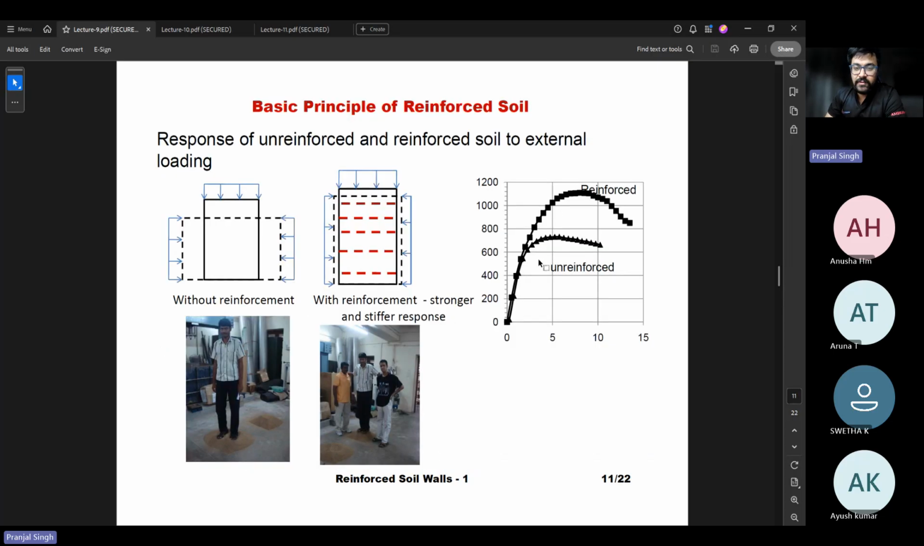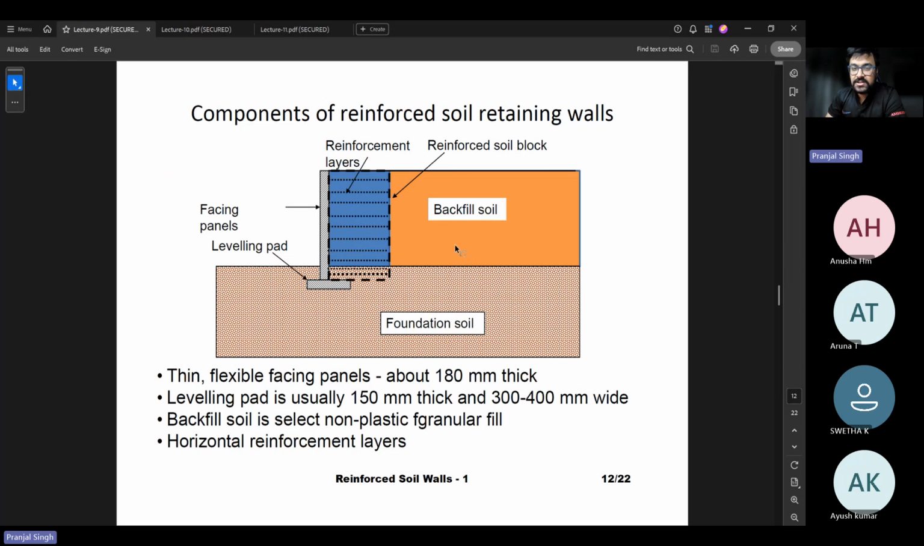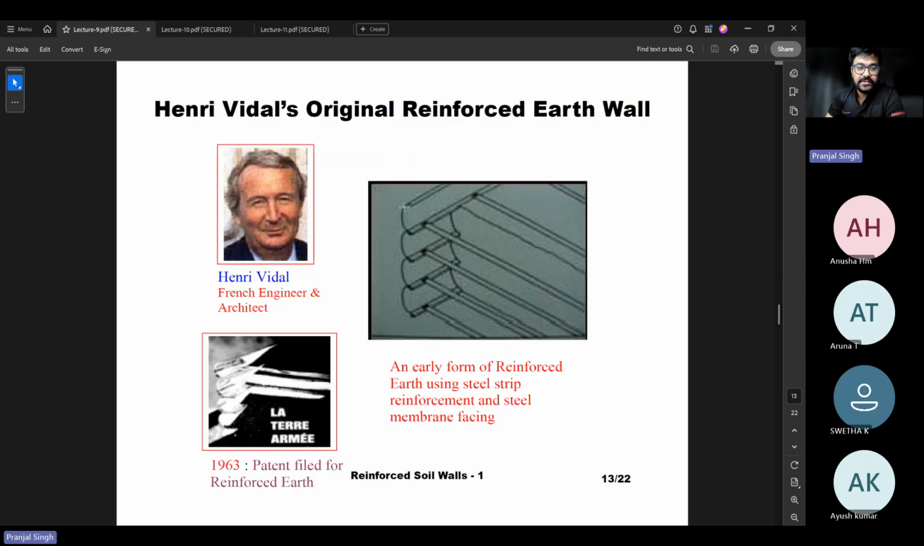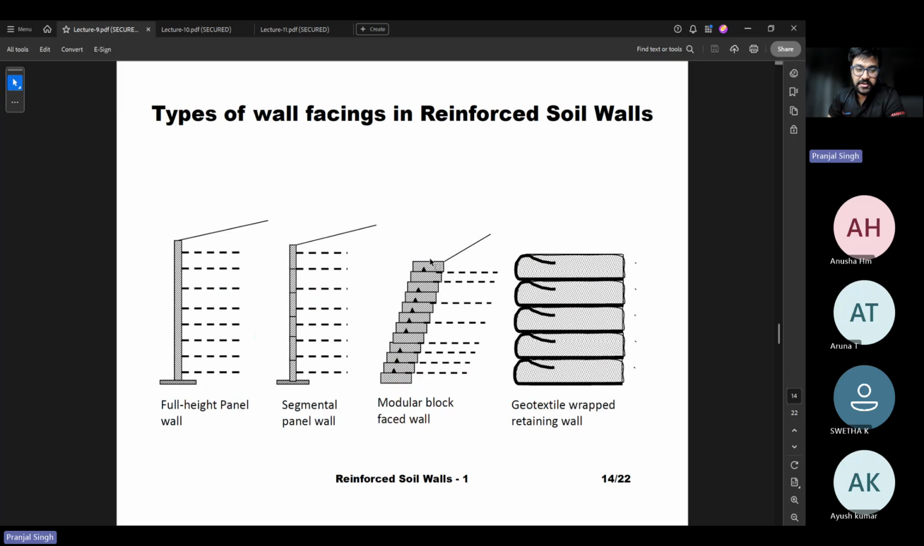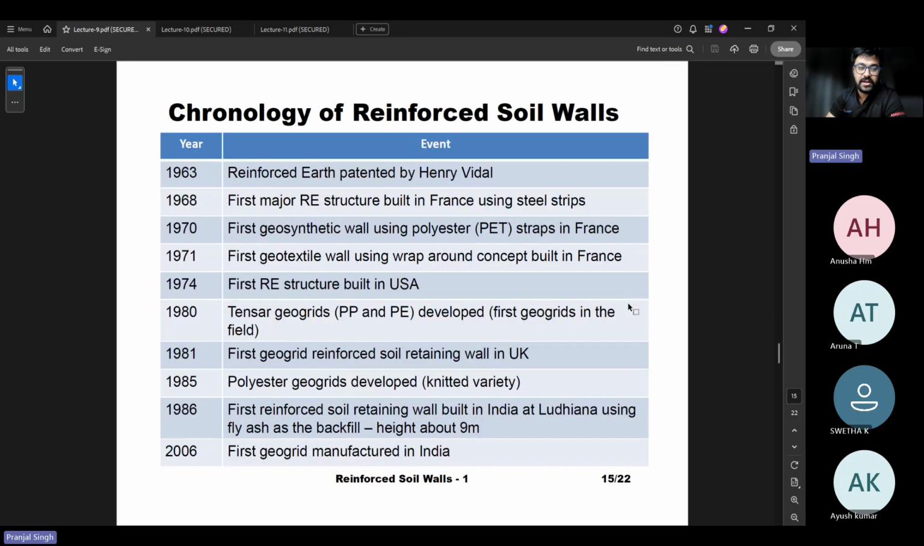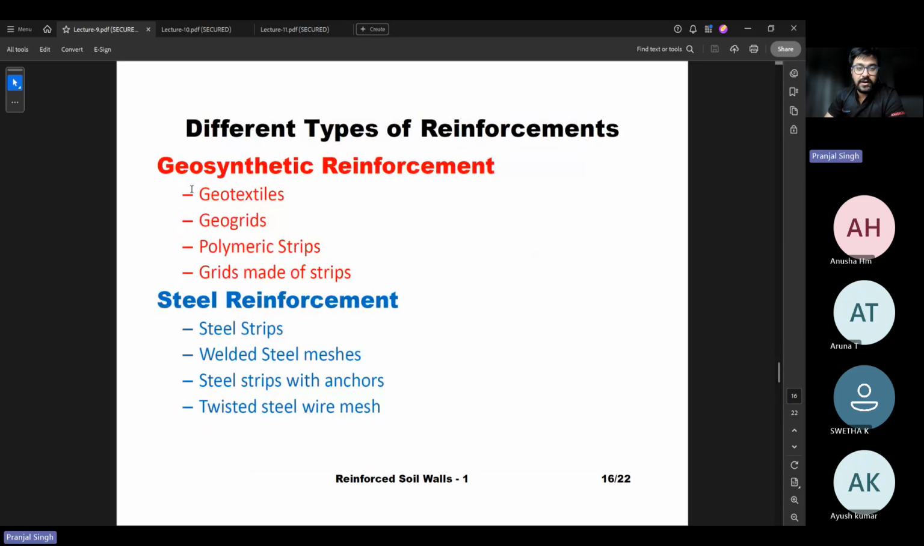Then the basic principle of reinforced soil, which has already been discussed. The general outline: you have a backfill soil, a reinforced soil block, and a leveling pad. Again, the history and types of wall facing. You can have full panel, segmented, or modular block, or geotextile, or wrapped geotextile. There are different types of reinforcement; geogrids and geotextiles are the most common.